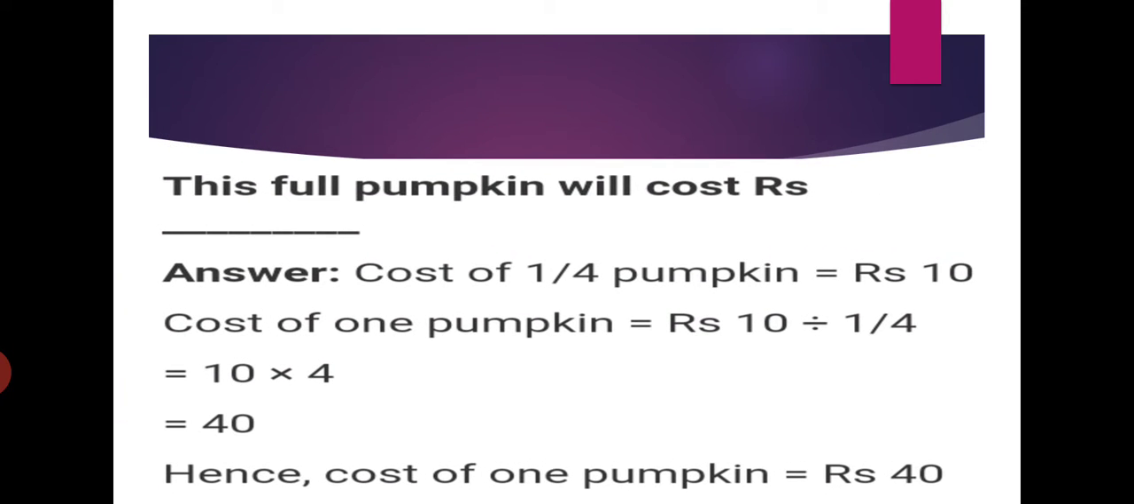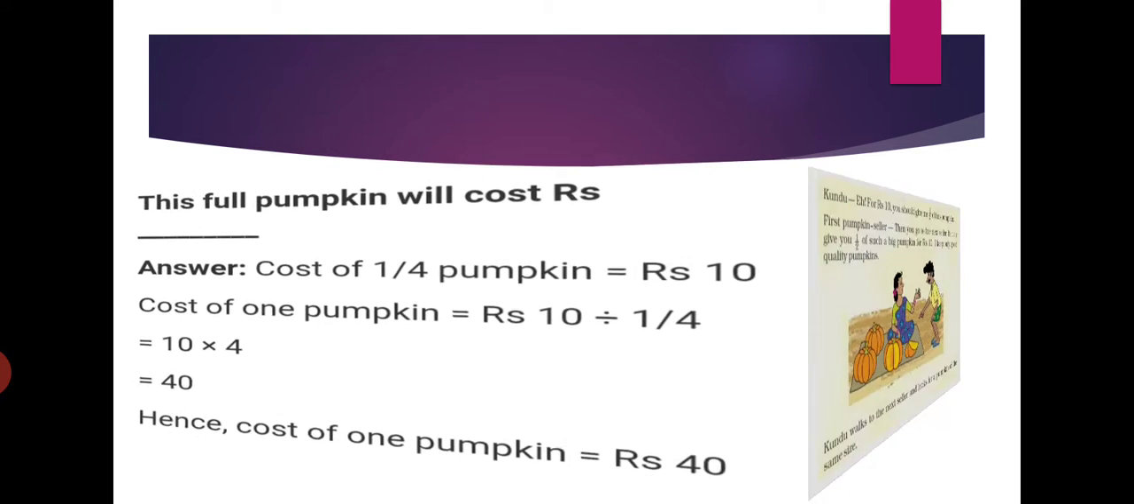Cost of 1/4 pumpkin is equal to rupees 10. So cost of one pumpkin is rupees 10 divided by 1/4. 10 divided by 1 is equal to 10, and you will multiply 10 into 4. So 40. Hence the cost of one pumpkin is equal to rupees 40. You can write down the answer in your book.